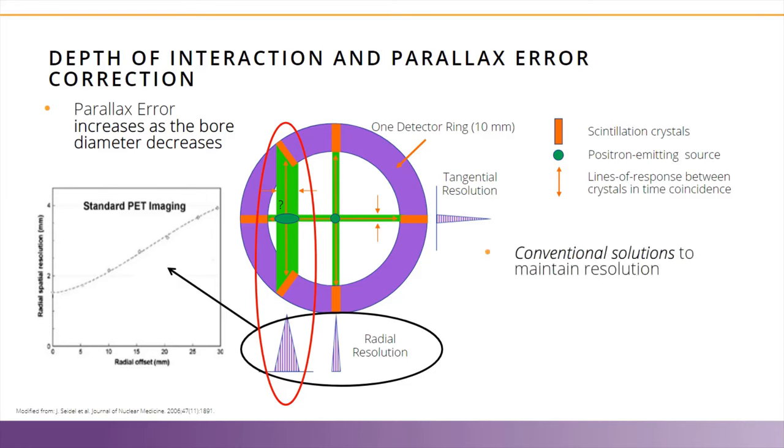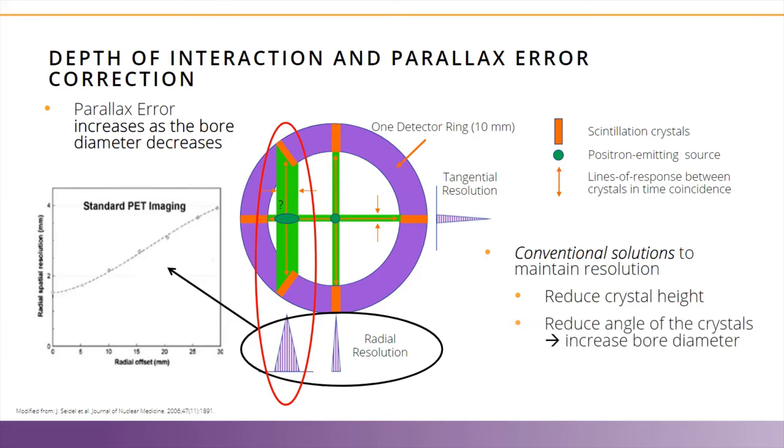The issue is conventionally overcome in two ways. That is, to reduce the crystal height so there is not so much error in the depth of interaction of the gamma rays with the detectors, or increase the bore diameter to reduce the angle of the crystals with respect to the annihilation event. However, both of these dramatically reduce the sensitivity of the system.